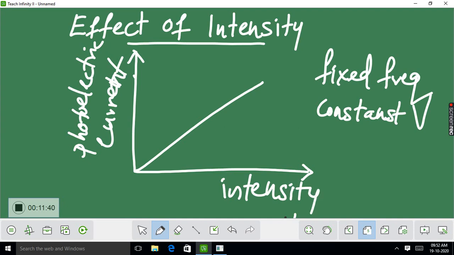And the graph is plotted by taking intensity on x-axis and photoelectric current on y-axis. Then we can see that the photoelectric current increases linearly with increasing intensity of radiation. It means that the number of photoelectrons emitted from the sensitive plate is directly proportional to the intensity of incident radiation. If the light has more intensity, more number of photoelectrons will be emitted.